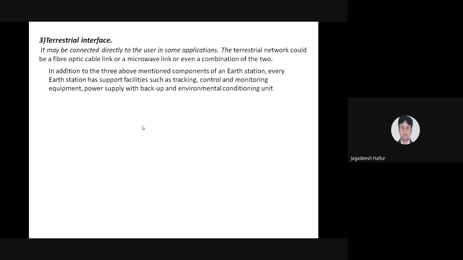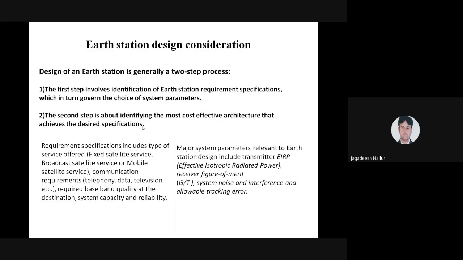Subsystems are nothing but, one is tracking. You have to track a particular satellite: where it is located, where it is heading, how much time it is taking to revolve around the Earth, Moon, or the Sun. Everything will be tracked by sitting at the Earth station. You have to control and monitor the satellite. How much fuel is remaining in the satellite? Is it revolving around the Sun? Is it revolving around the Earth or the Moon? Is it stable or not? Is it maintaining its orbit or not? Everything will be controlled and monitored. Equipment is required for power supply, and similarly for the environmental conditioning unit.